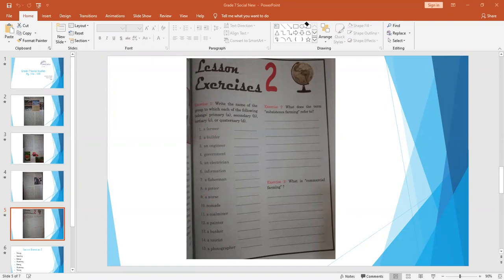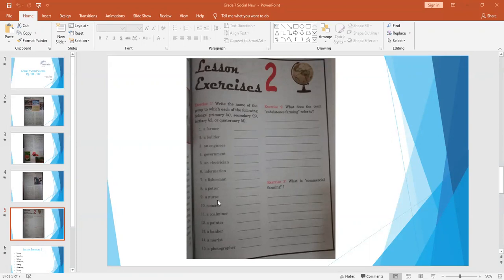Number 1. Write the name of the group to which each of the following belongs: primary, secondary, tertiary, or quaternary. Now remember that a primary economic activity uses natural resources. A secondary economic activity uses the natural resources to produce a secondary product. The tertiary economic activities provide services, whereas the quaternary focuses on technology, as well as research, transforming information, and government work, as well as educational fields.